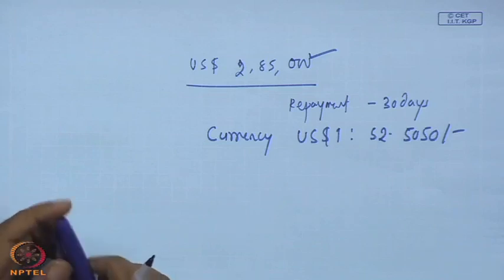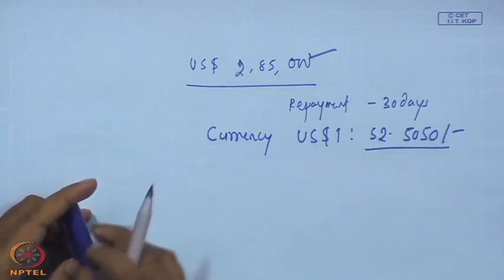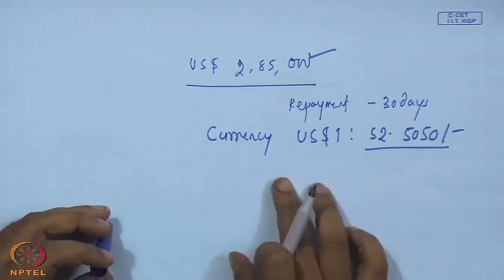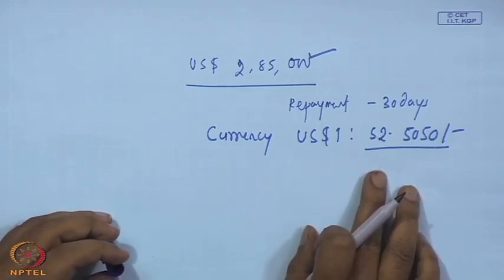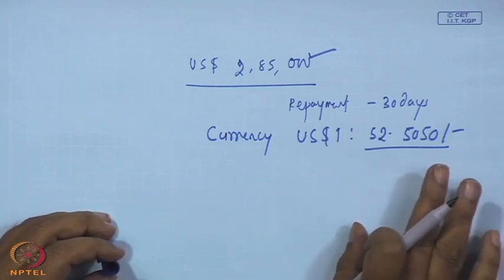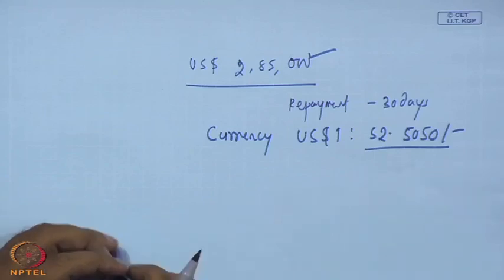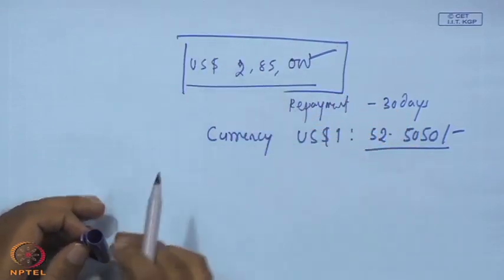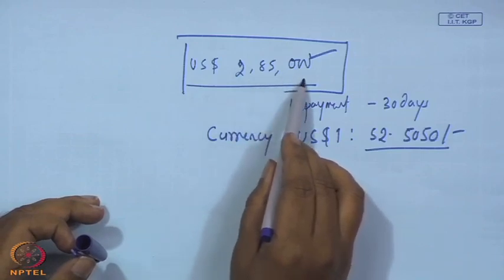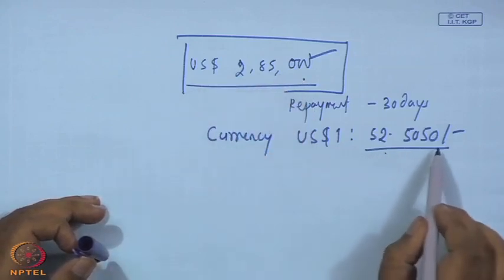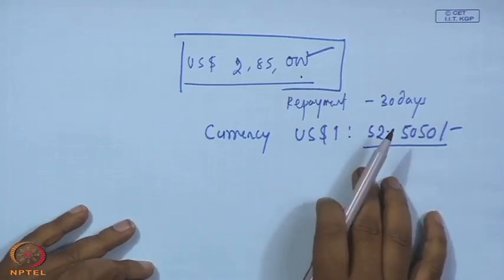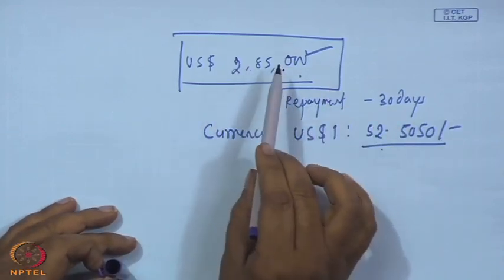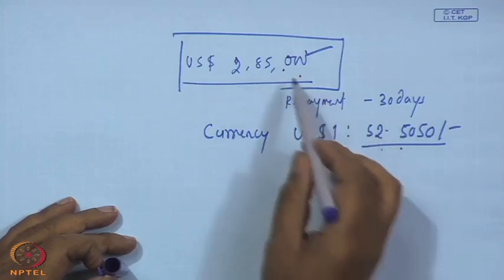But after 30 days, we do not know what the rate of the US dollar will be, and this creates a transaction exposure, because the dollar and rupee conversion rate after 30 days may not continue at 52.5050. How does a transaction exposure arise? A transaction happened: the export amounted to US dollar 2,85,000, at the current rate of 52.5050. But this rate may not remain the same. So whenever the person gets $2,85,000, the rate may not continue, and it creates transaction exposure.